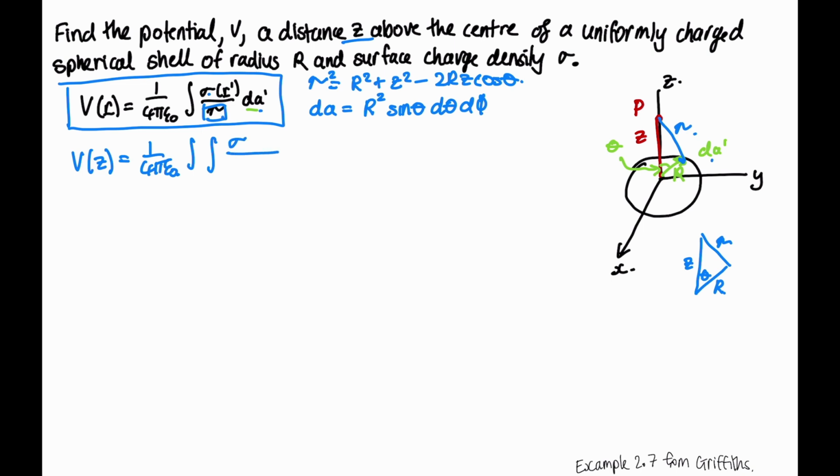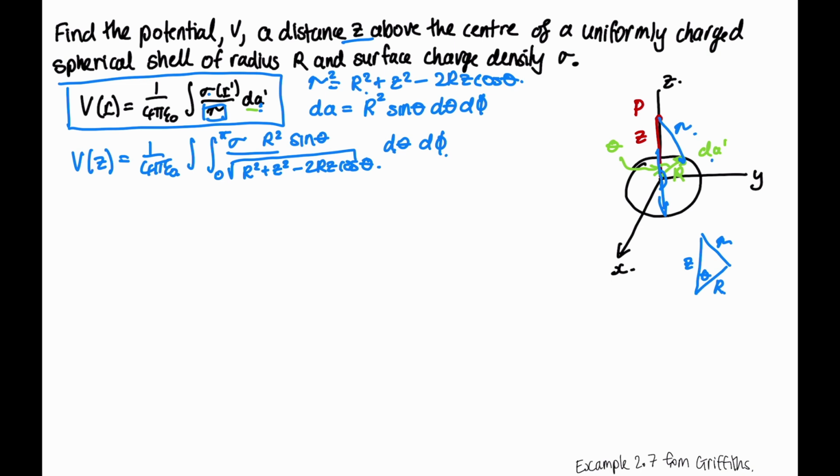And then we've got on the bottom our curly r, which is here the square root of r squared plus z squared minus 2rz cos theta. And then we have to substitute in our dA, which is r squared sine theta d theta d phi. And now what we should do is consider the limits of our integral. So theta goes from 0 degrees, which is parallel to the z-axis, down to here, so that's pi. So we're going from 0 to pi.